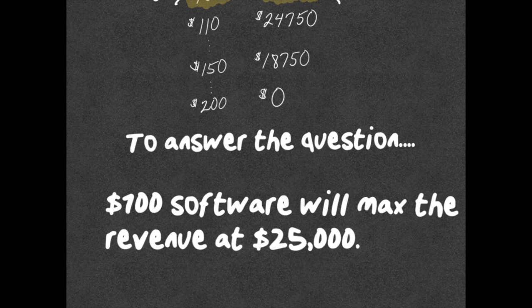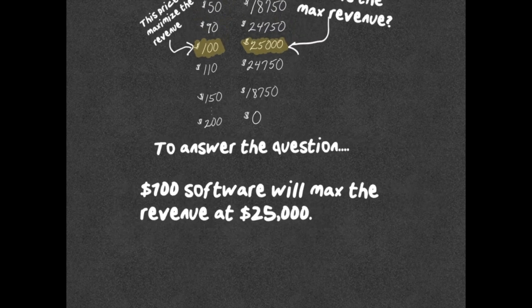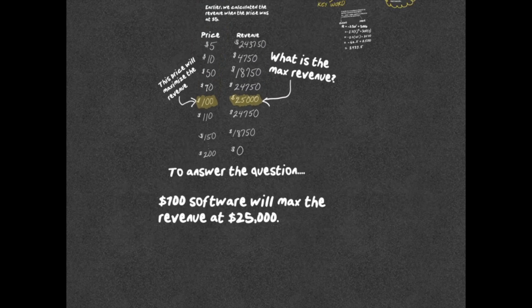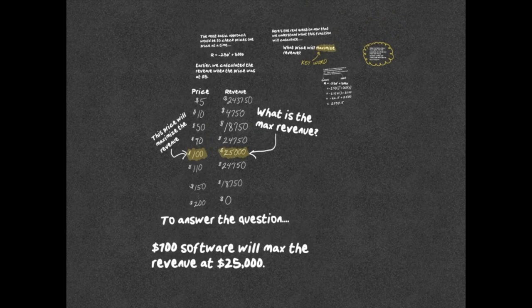So to answer that question, a $100 software package will max the revenue at $25,000. All right, so let's take a look at the table values. As you can see, my prices are my endpoints, and for every price point, there's a revenue that can be generated. So this is the most basic way to figure things out.